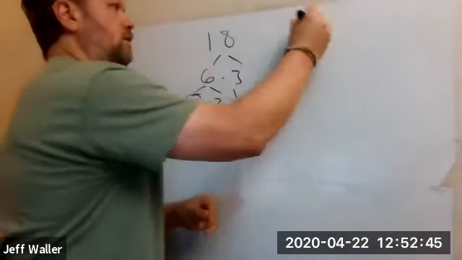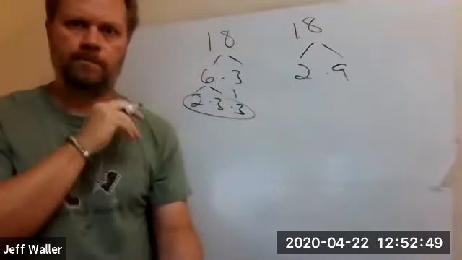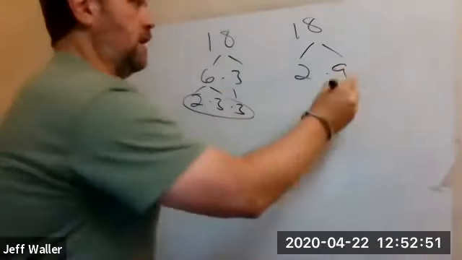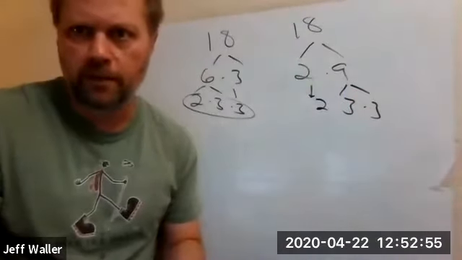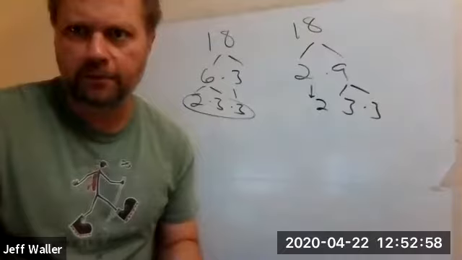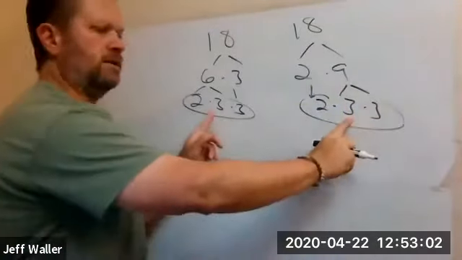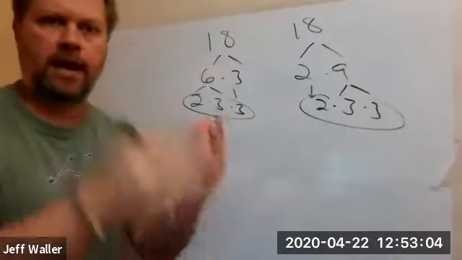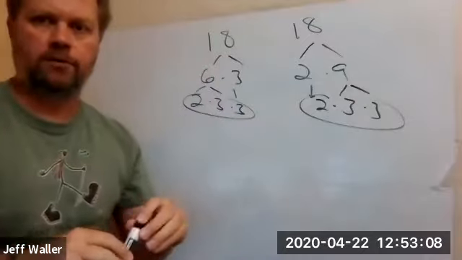So did some of you guys start like this? Did anybody start like this? 2 times 9. And then, of course, 9 is 3 times 3. So no matter which way you go, you get the same DNA. It doesn't matter how you cut the guy up, you're going to get the same DNA. That was gruesome. Oh well, things happen.